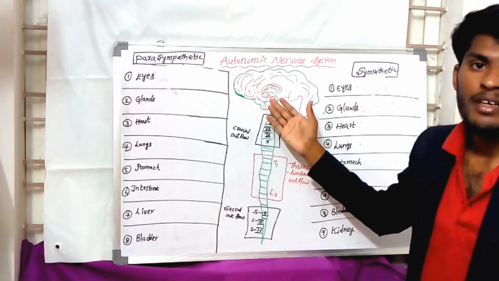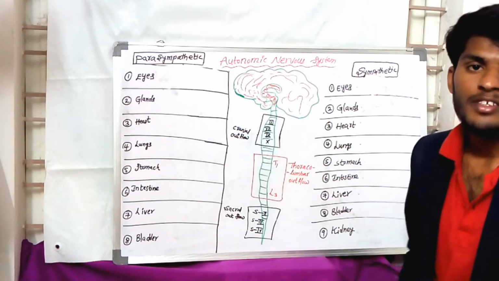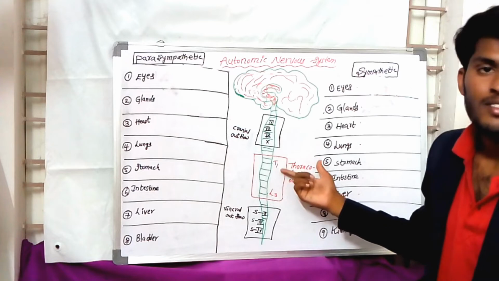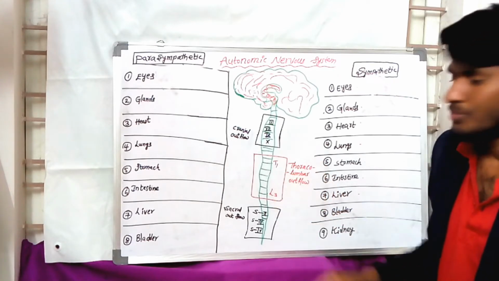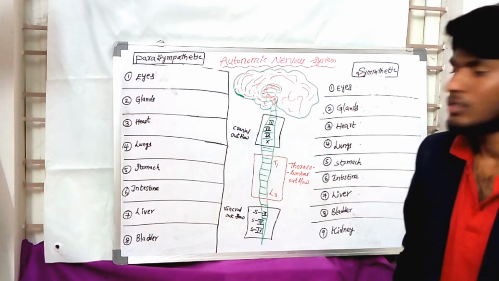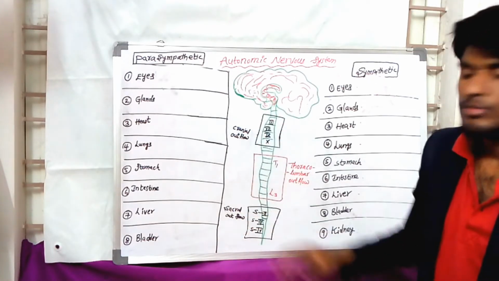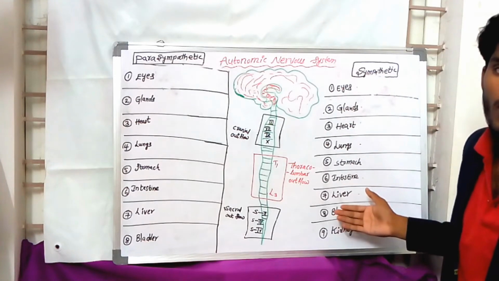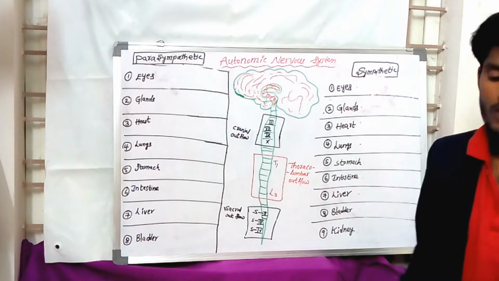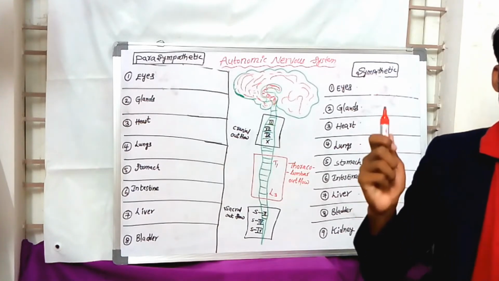Let us take this as a brain which consists of a spinal cord. The origin of the sympathetic nervous system occurs from the thoracolumbar region, as I represented, T1 to L3. But the parasympathetic nervous system originates from two regions: one is the cranial outflow, another one is the sacral outflow. Some of the organs are already listed here. I am going to represent the stimulation effects with a green pen and the inhibition effects with red.